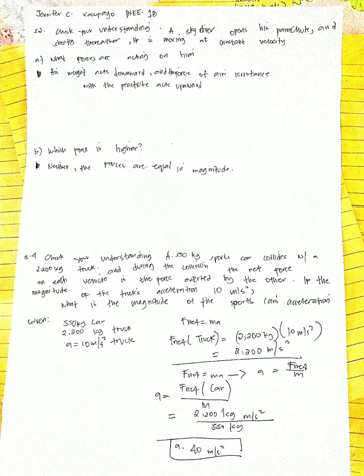Therefore, we derive the formula F net equals ma. But the question is the car's acceleration, so we derive the formula acceleration equals F net over m. So, equals 2,200 kilogram meter per second squared divided by 550 kilogram is equal to 40 meters per second squared. Therefore, 40 meters per second squared is the magnitude of the sports car's acceleration.